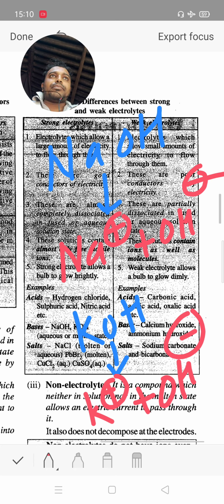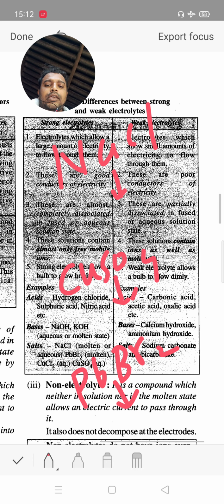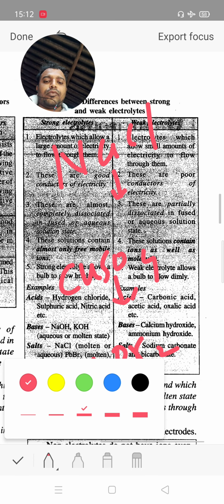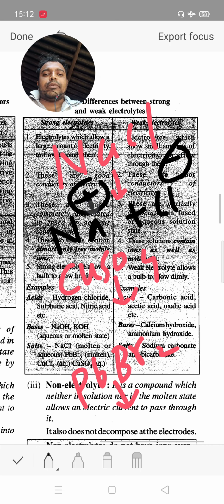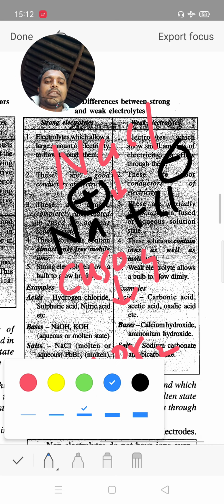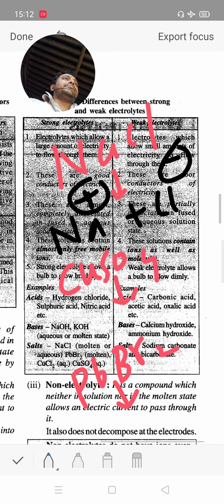And another example, a salt, NaCl. NaCl dissociates in water, producing Na plus ion and Cl minus ion. It completely dissociates into ions. It produces Na plus ion and Cl minus ion in the aqueous state or molten state. When in a solid state, it does not conduct electricity.